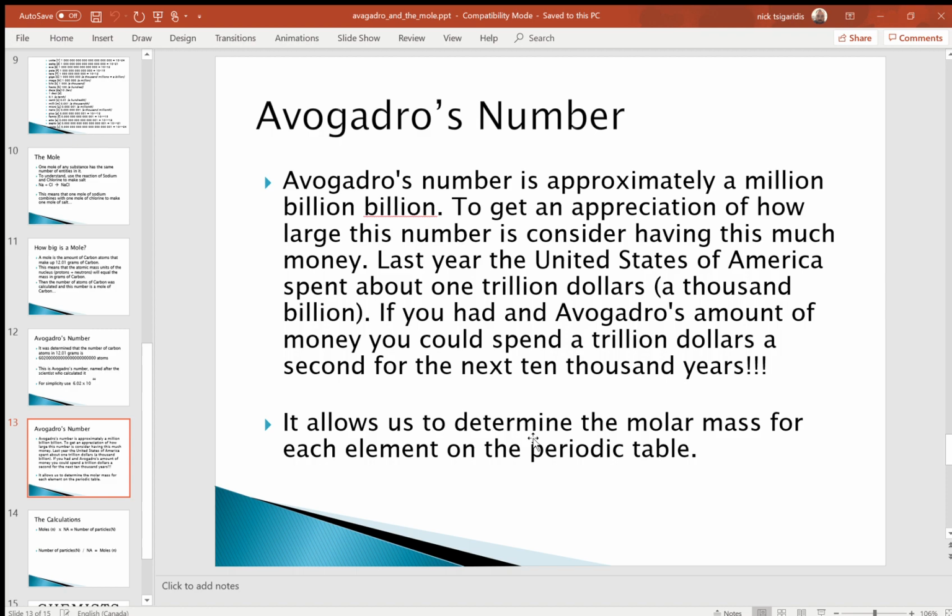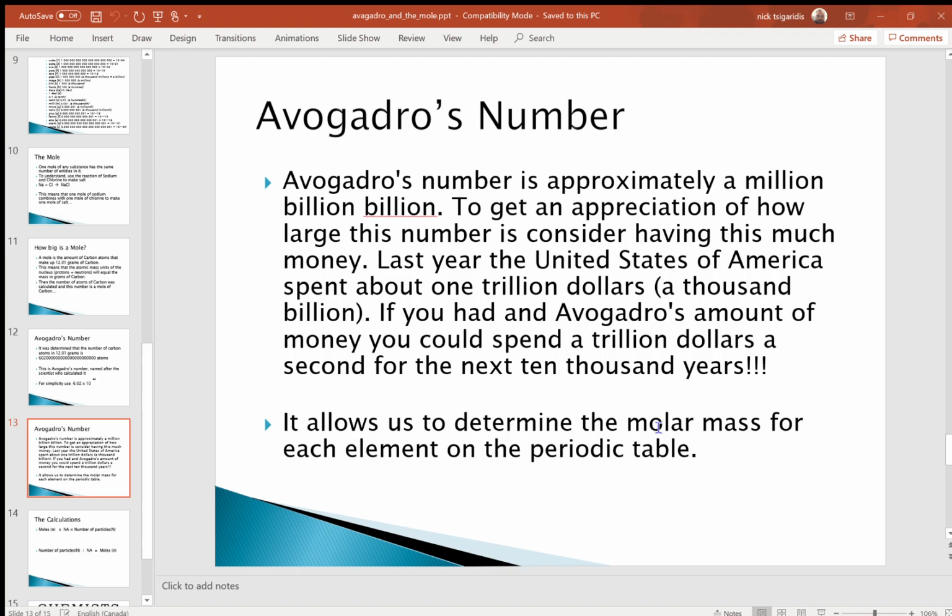In any case, it also allows us to determine the molar mass for each element on the periodic table. When I say molar mass, I mean how much does 1 mole of that particular element weigh. So as I mentioned already, if I look up sodium on the periodic table, for example, sodium has a mass of 22.98 atomic mass units. It also means that I have a mass of 22.98 grams per mole. 1 mole of sodium weighs 22.98 grams. If I was looking at chlorine, maybe we're interested in sodium chloride there, chlorine, if I look it up on the periodic table, has a mass of 35.45 grams per mole, if I had Avogadro's number of atoms of that particular element.